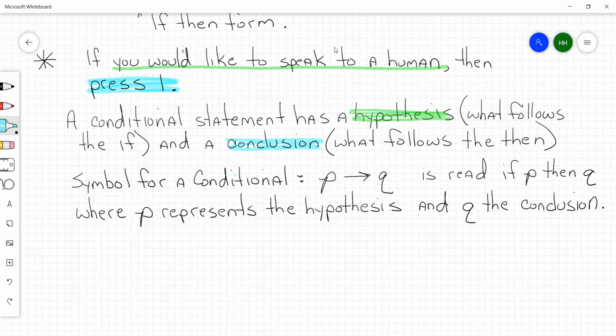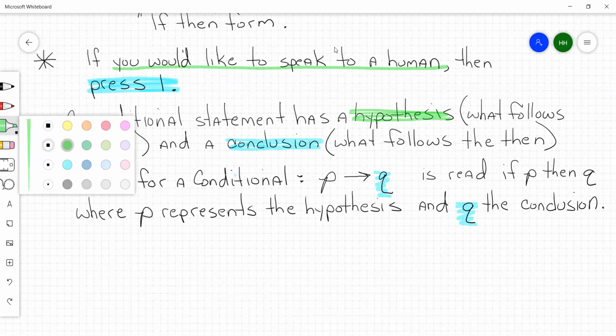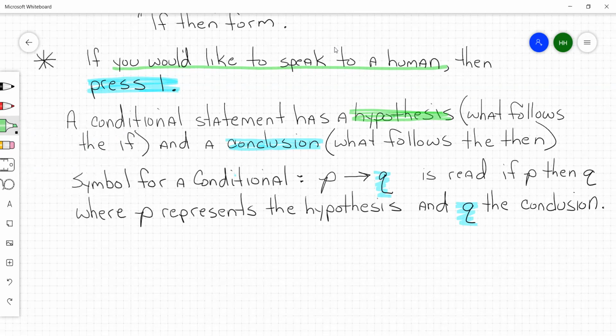So we got the conclusion follows the word then. It's represented by the letter Q, this lowercase cursive q, here and here. The hypothesis of a conditional statement follows the word if. It's represented by the lowercase cursive p. The symbol for a conditional, P arrow Q, is how you would refer to it, but you would say it if P then Q.